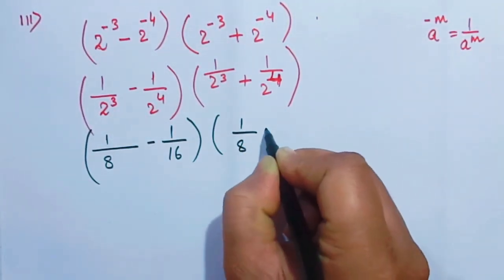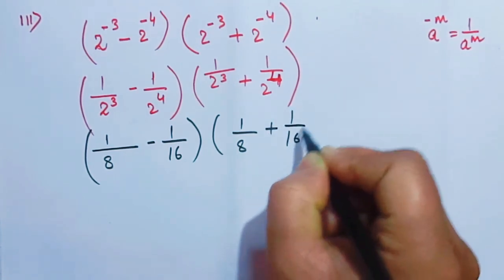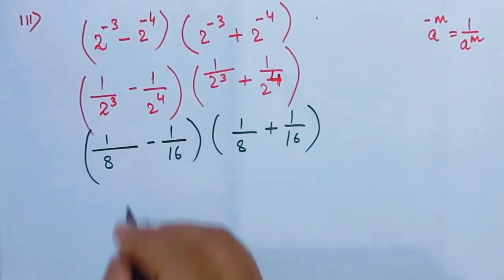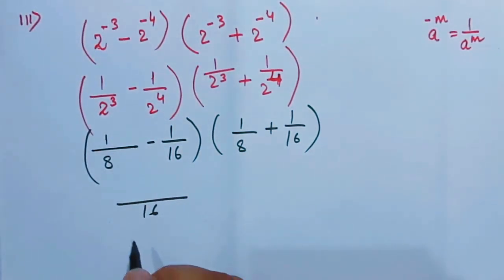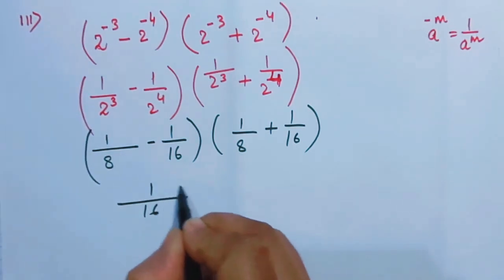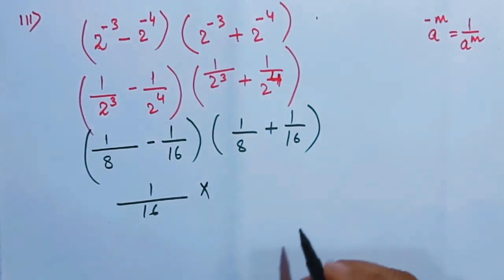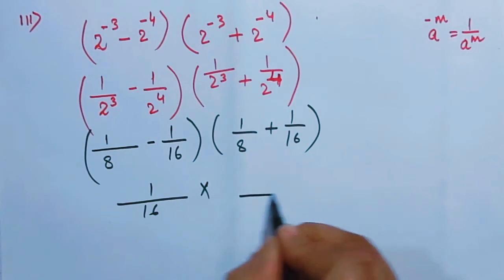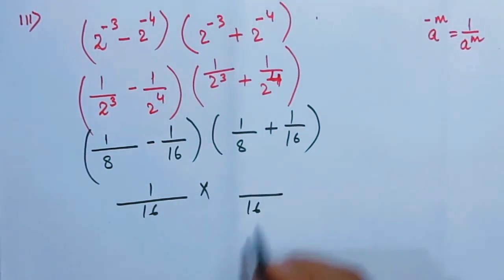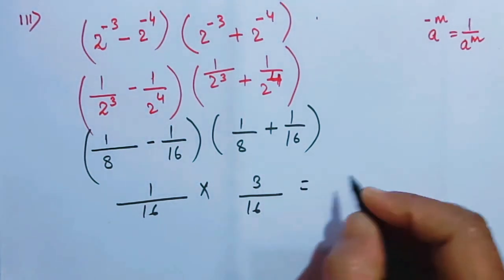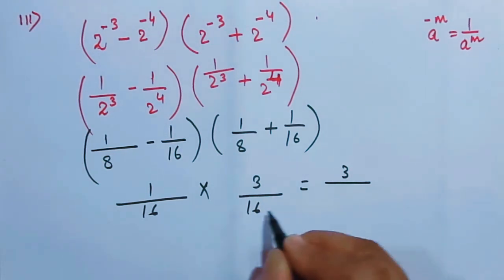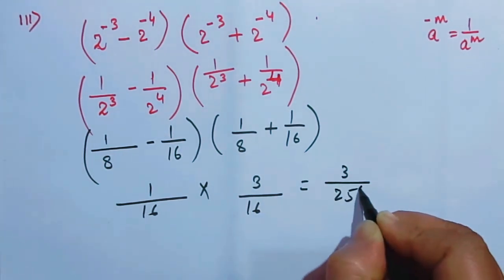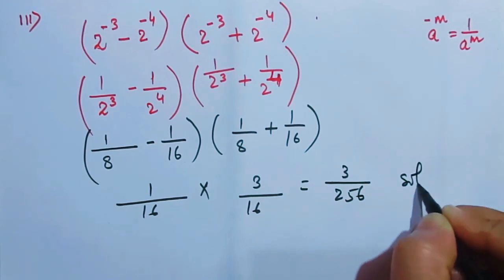Similarly, 1 by 8 plus 1 by 16. So here what are you going to get? LCM is equal to 16. 16 divided by 8 is 2, 2 times 2 minus 1, over 16, multiplied by LCM again here is 16. 16 divided by 8 is 2, 2 times 2 plus 1 is equal to 3 by 16. So when you multiply the numerators, you will get 3, while when you multiply the denominators, 16 times 16 is equal to 256 as your solution.